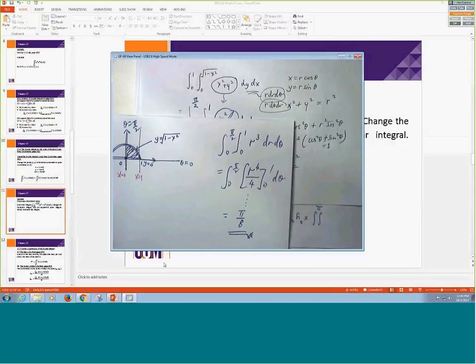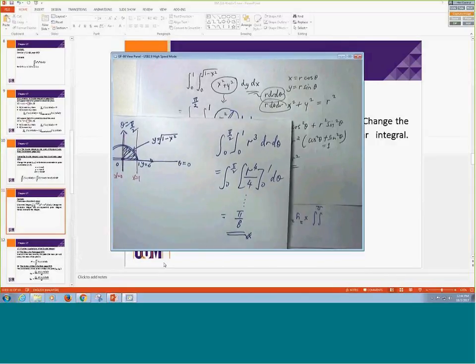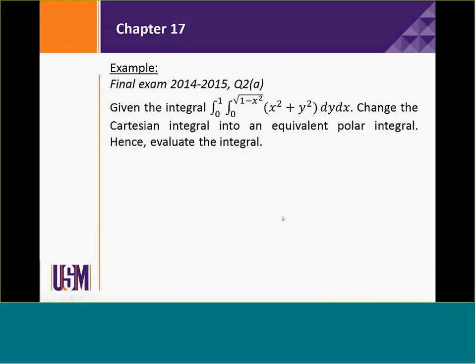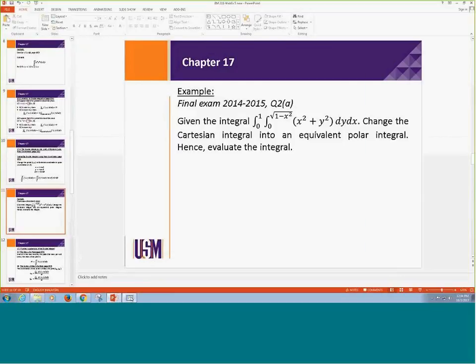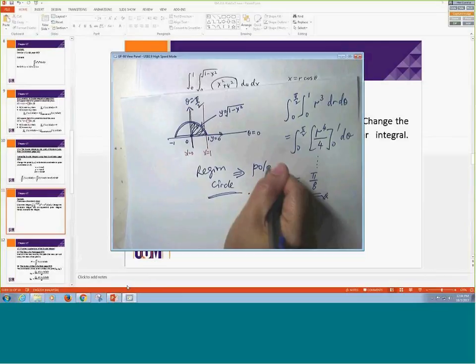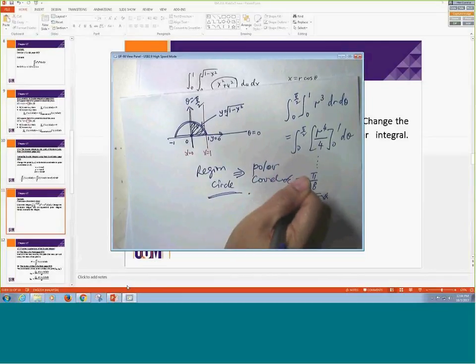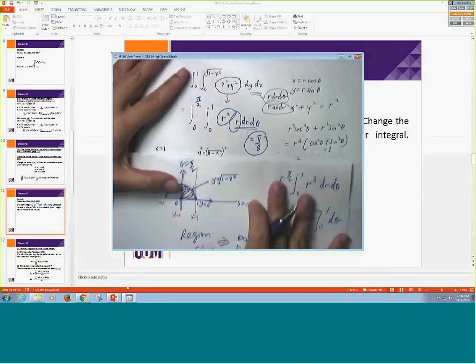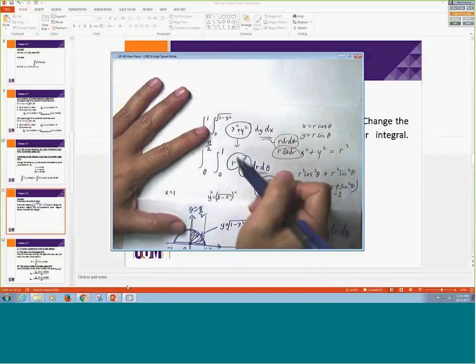Okay, so this is changed to polar coordinates, and you found that it's quite easy to get the answer if your region is in circle form. If the region is a circle, it's easier to change to polar coordinates. But everything you need to change to r and theta. So here x squared plus y squared, you should write in terms of r or theta, right?